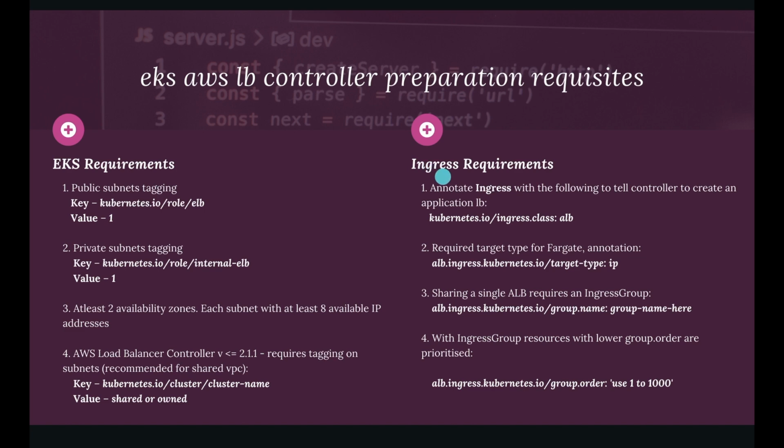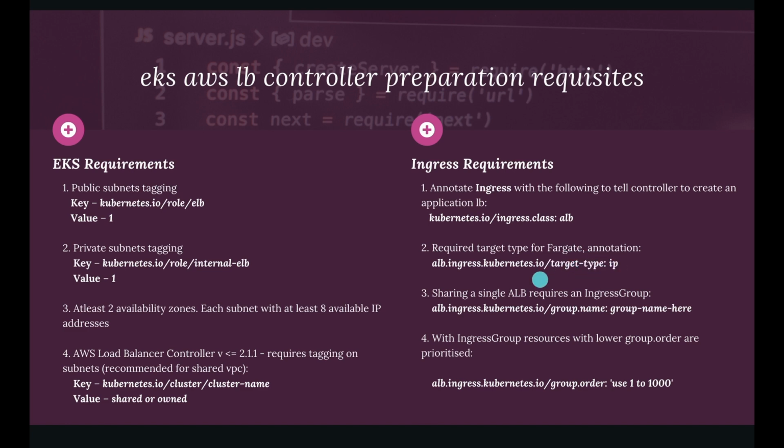Then we have a few ingress requirements which we'll review while setting up the ingress resources. We'll need to annotate our ingress resource with this annotation to communicate to the load balancer controller that we need an application load balancer. Then for Fargate clusters, we can't use the target type of instances. So for our case, we'll be using a target type of IP.